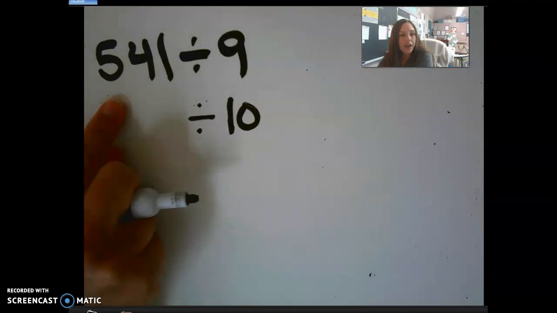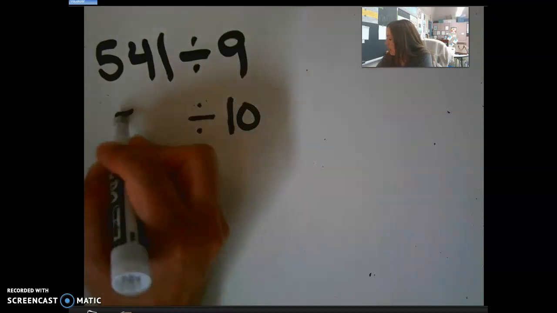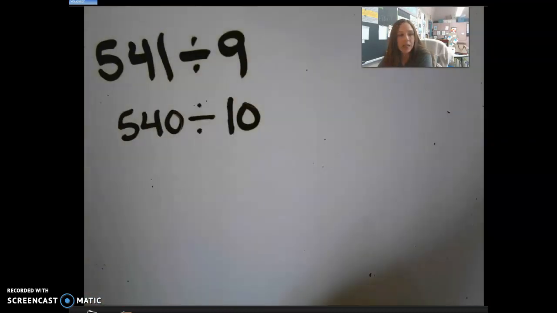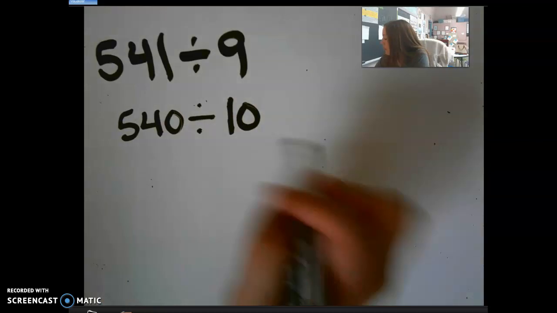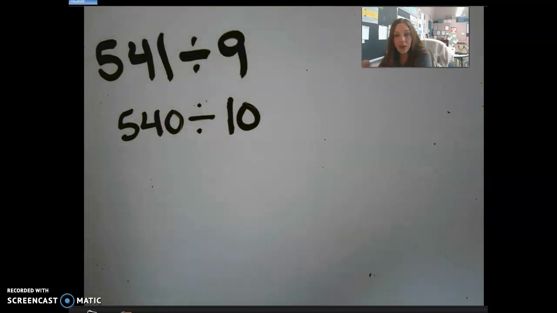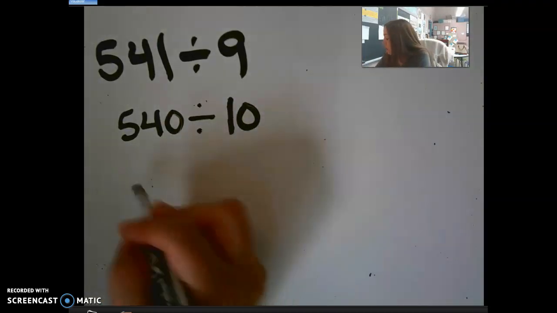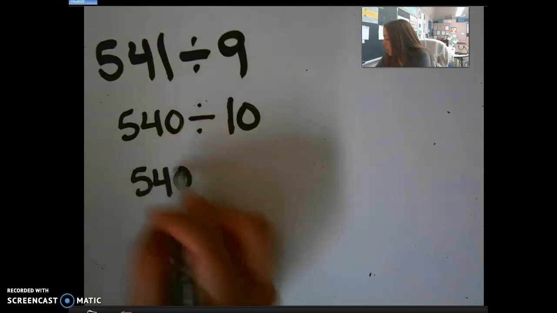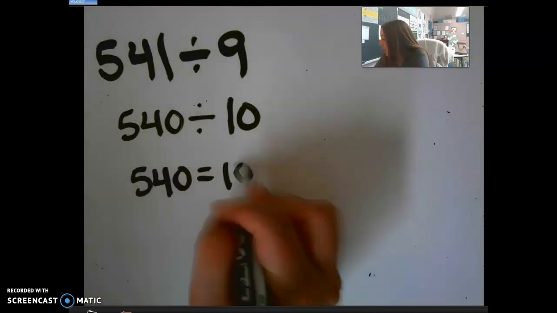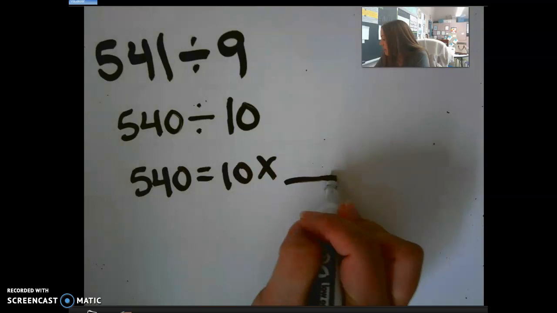Now let's look at 541. We could round down to 500, but we can easily also divide 540 by 10. Now, let's rewrite it as a multiplication problem. 540 is equal to 10 times what?